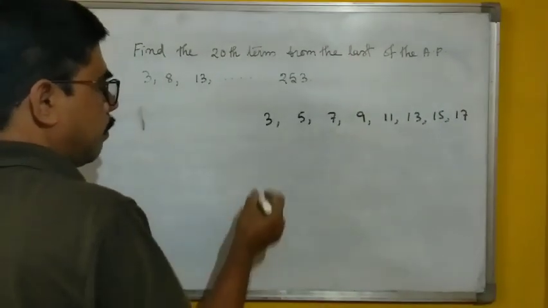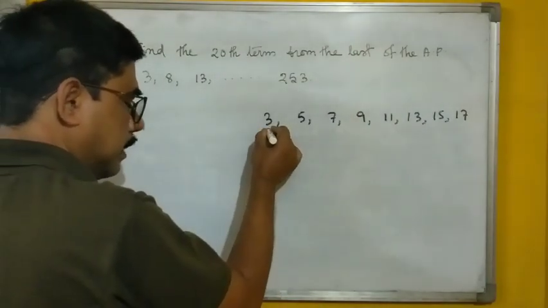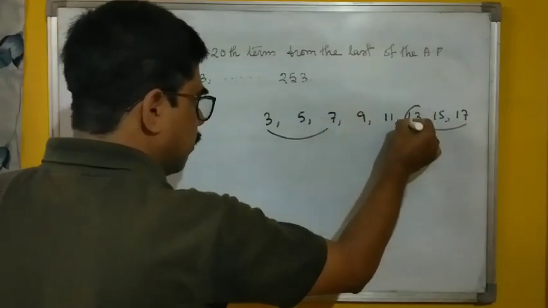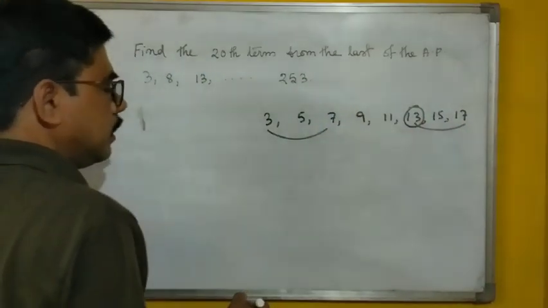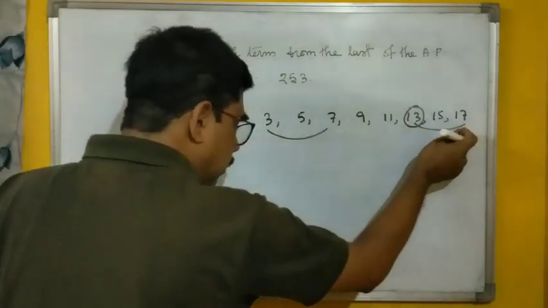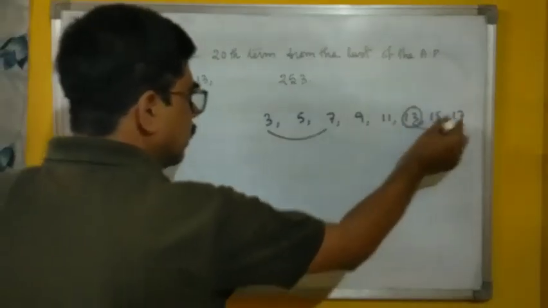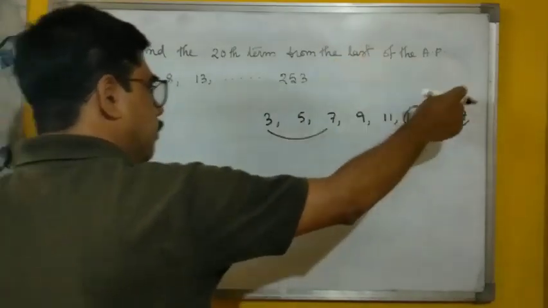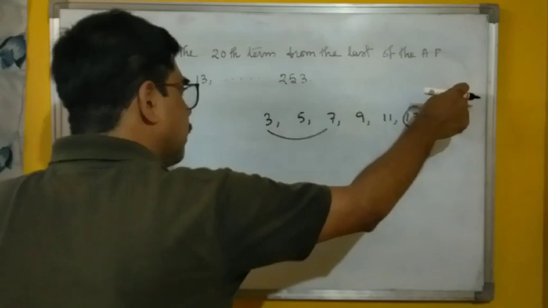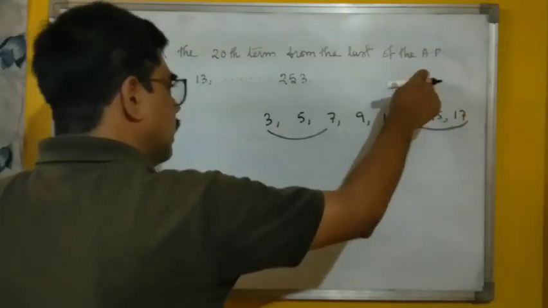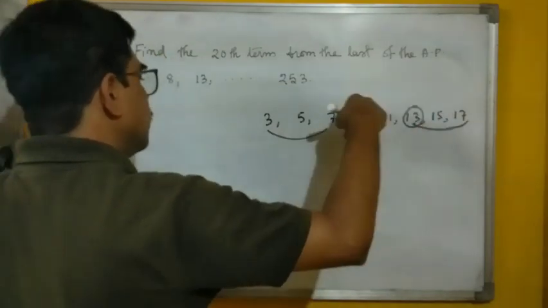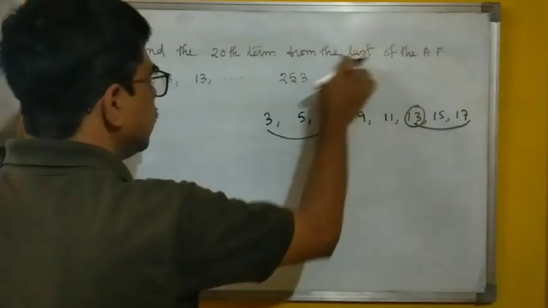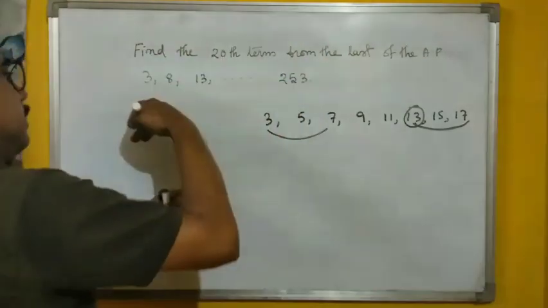And I want to find the third term from the last. See, the third term from the last is 13. So when we take out the third term from the last, we revise the series. From the last side we count first, second, third. So this is the first term, and that becomes the third term. So here also, to find out the 20th term from that end, we will revise the series.